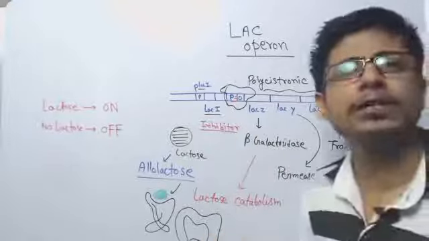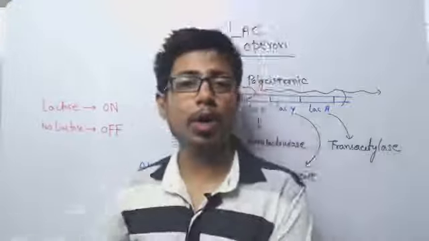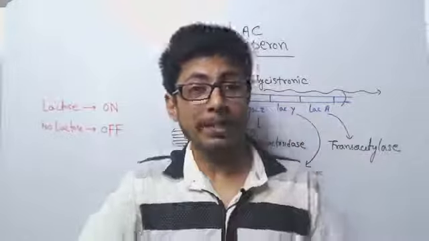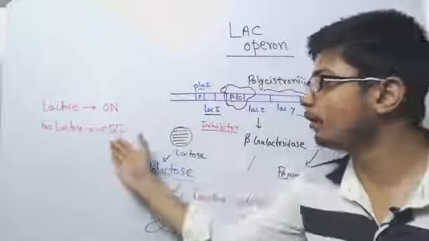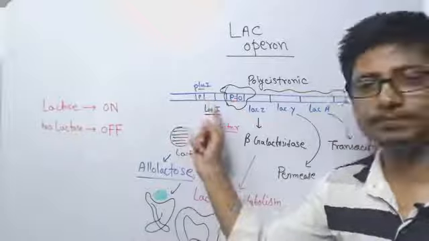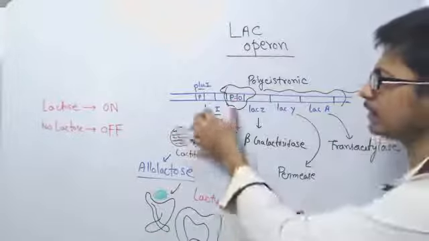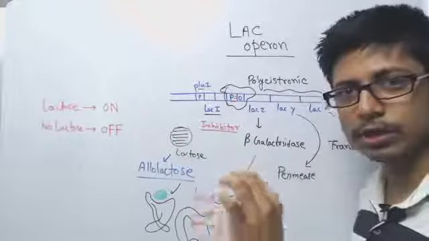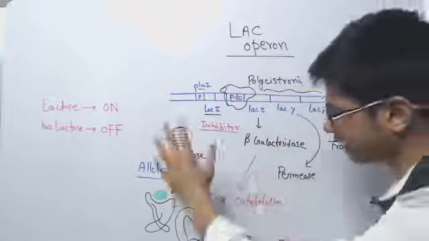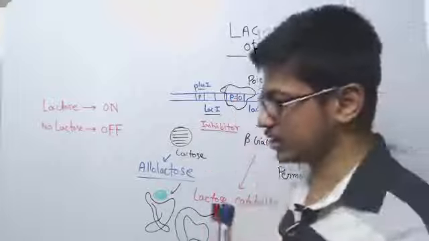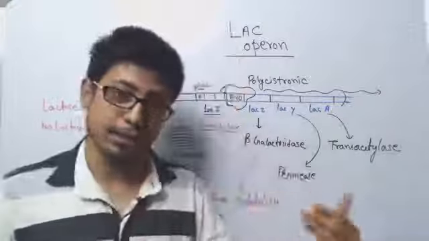So that is kind of justified. If there is lactose, operon on, no lactose, operon off. But by default, it's in the off state because of the inhibitor. And the inhibitor molecules are synthesized constitutively on a very low scale throughout the time. So this is how the LAC operon is turned on and turned off.